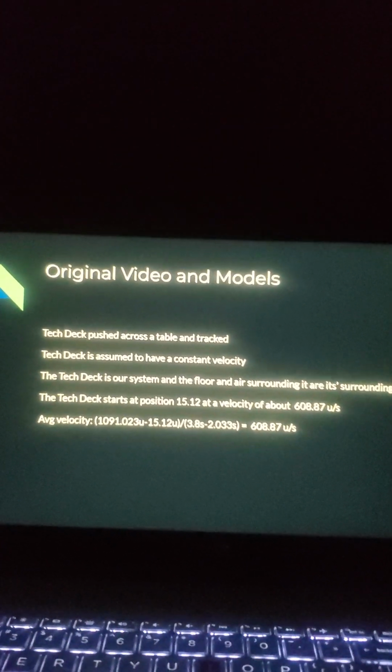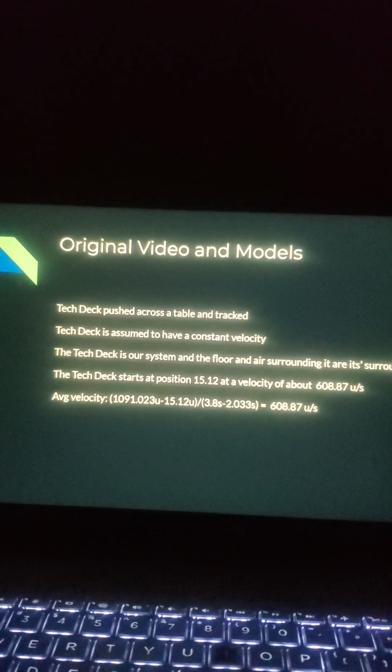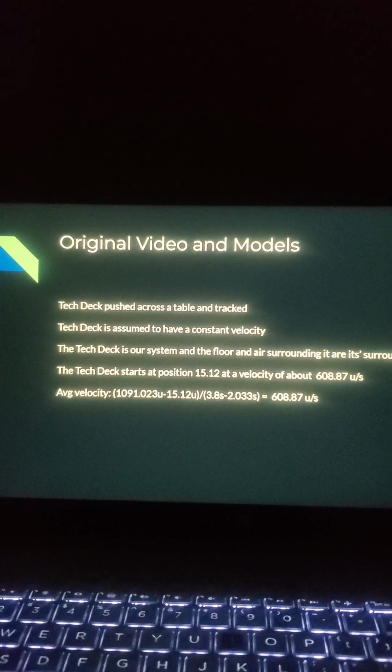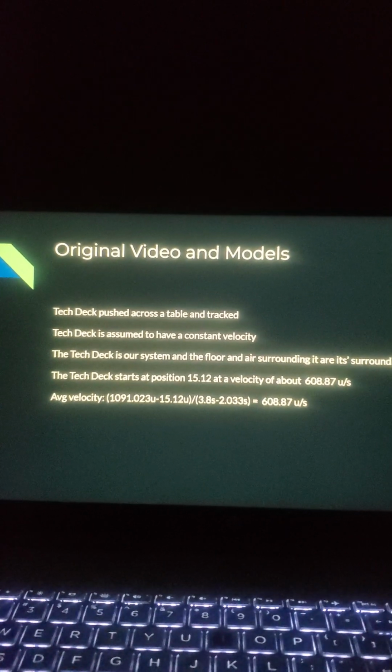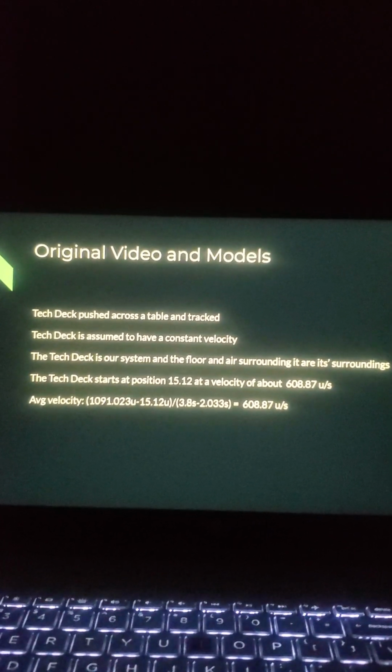My original video and models. The tech deck was pushed across the screen and tracked. The tech deck is assumed to have a constant velocity. The tech deck is in our system, and the floor and the surrounding areas are its surroundings.